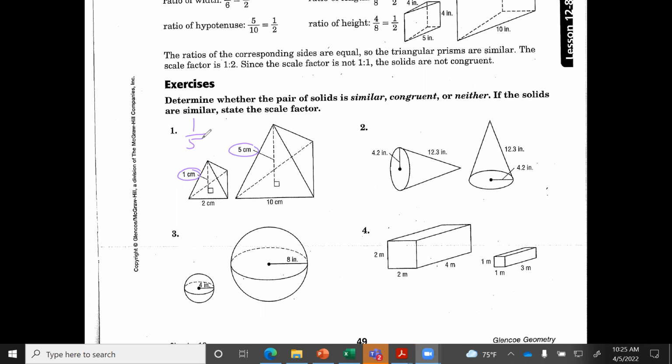If we were to look at the two parts on the bottom, 2 and 10, well, 2 over 10 also reduces down to 5 to 1, or 1 to 5, depending on how you look at it. Are they the same? Yeah. So since we have the exact same ratio for both that height and our side length, these two images must be proportional, which makes them similar. So these two are similar. What is our scale factor? It's that 1 to 5 ratio that we just found.